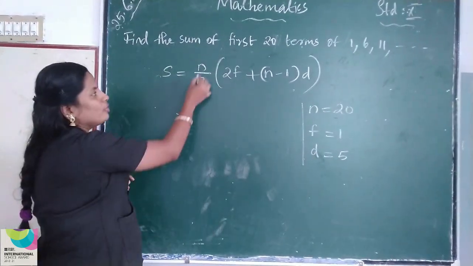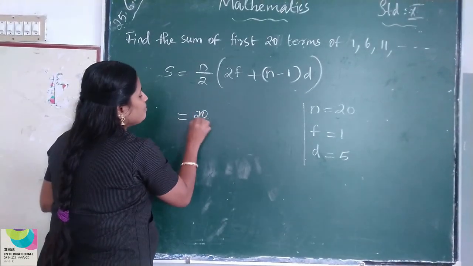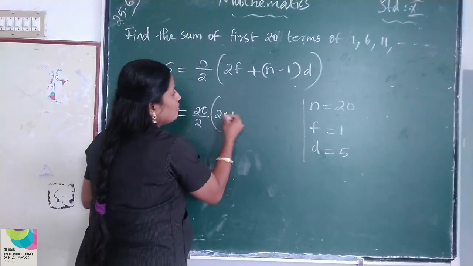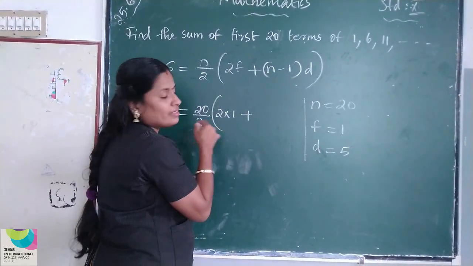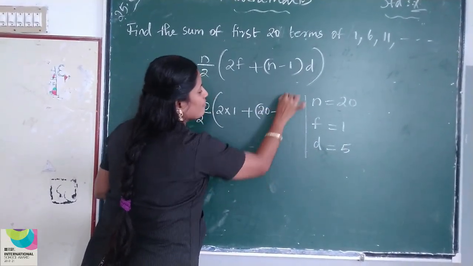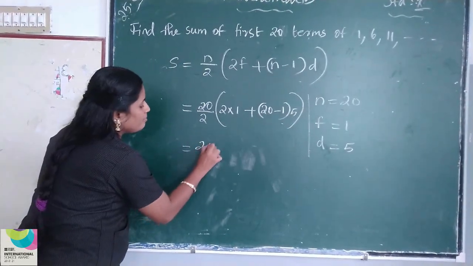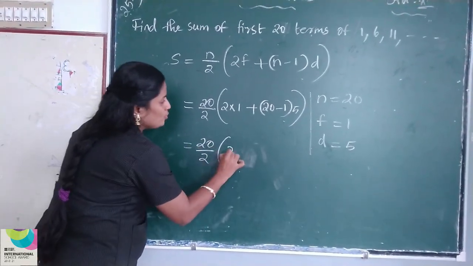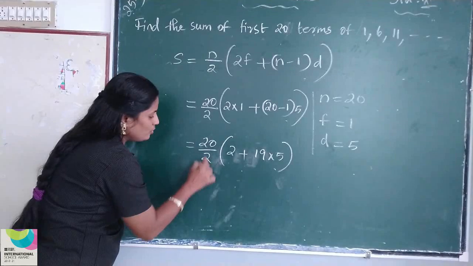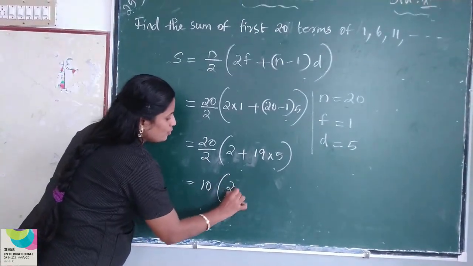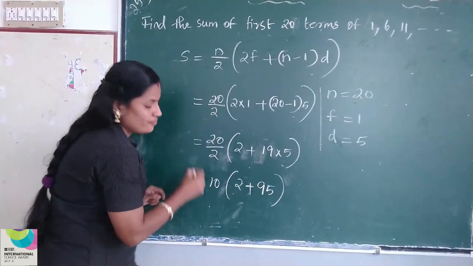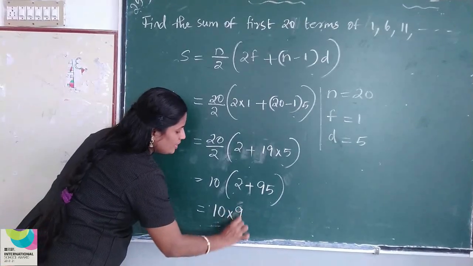Sum equal to n by 2, that is 20 by 2 into 2 into f, 2 into 1 plus n minus 1, that is 20 minus 1 into d, that is 5. So 20 by 2 into 2 plus 19 into 5. 20 by 2 is 10. 10 into 2 plus 19 into 5 is 95. That is 10 into 97.